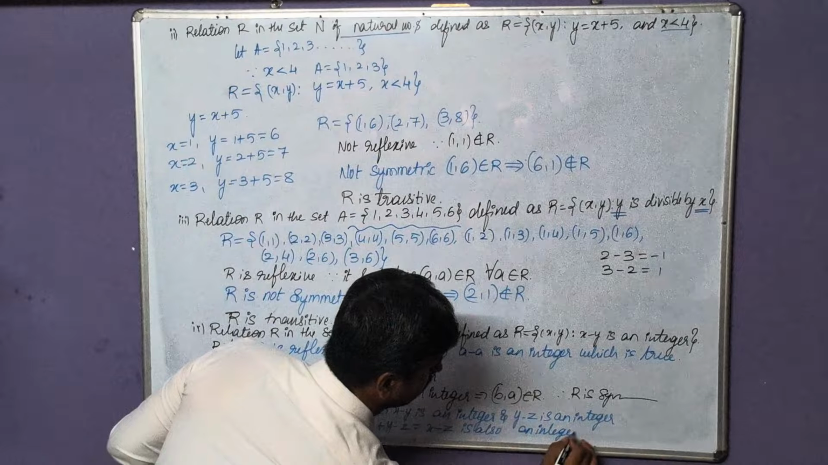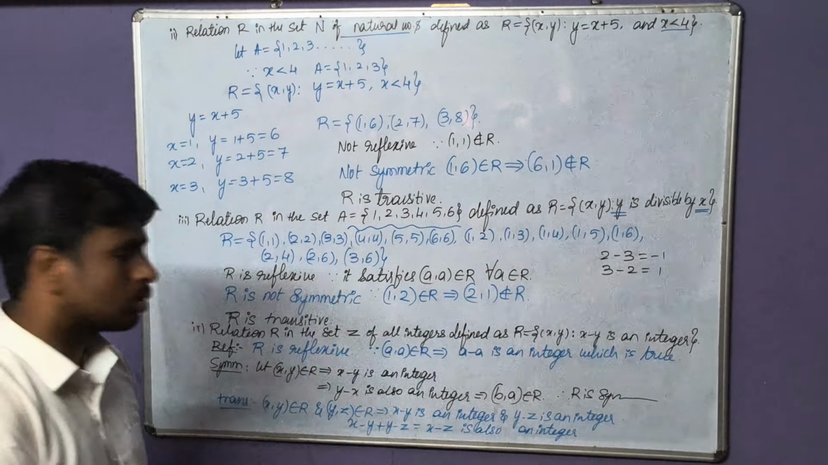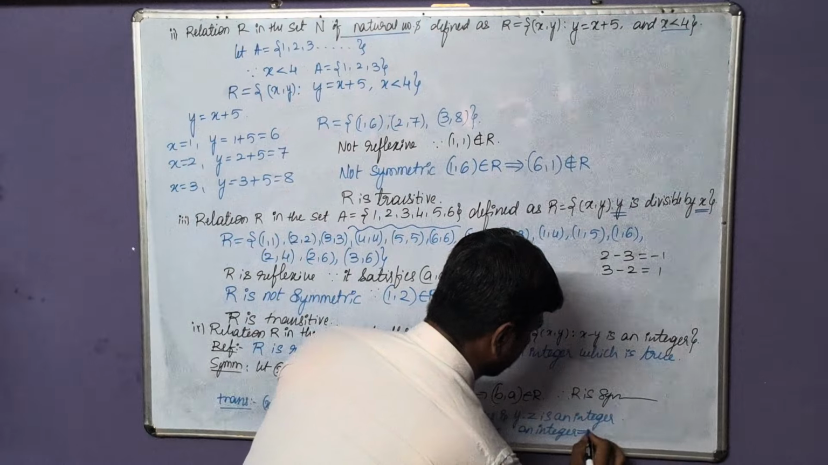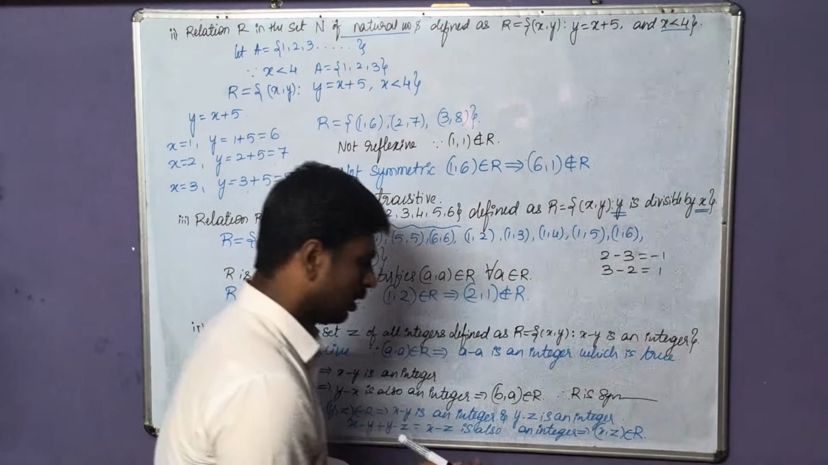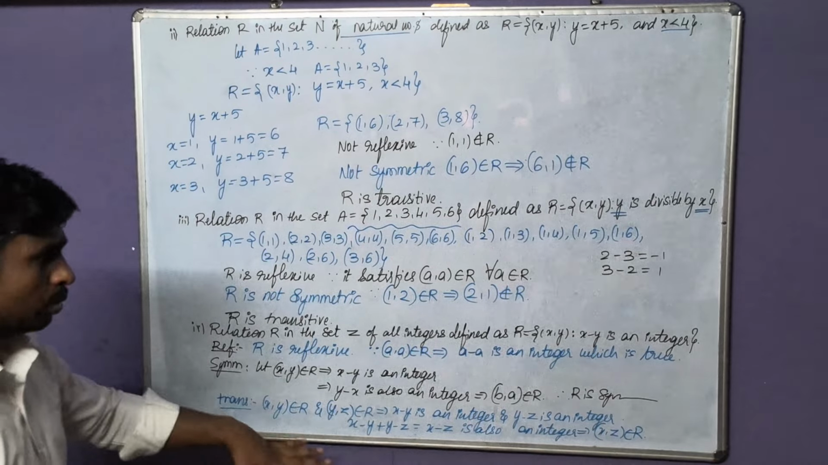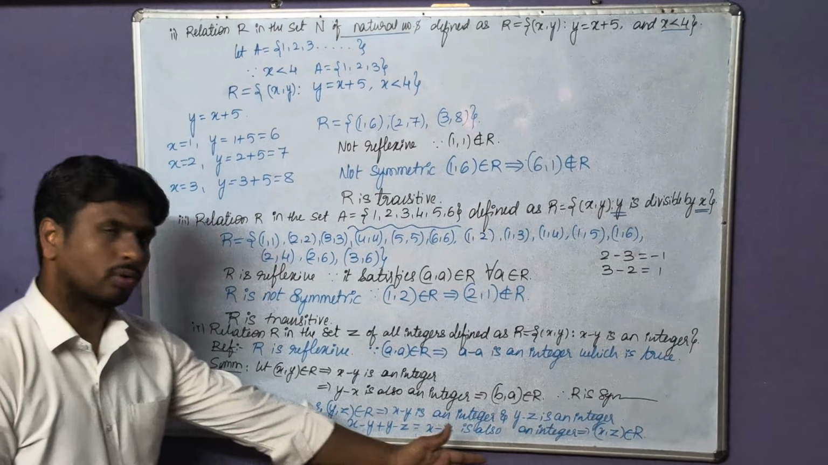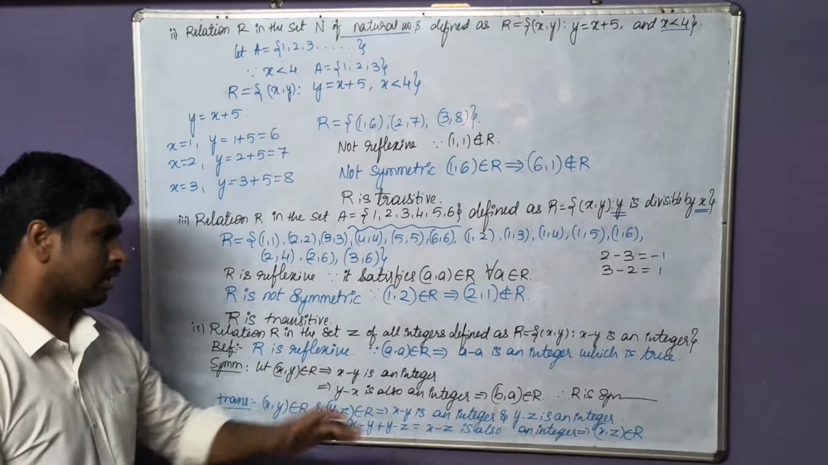From this we can say that x comma z also belongs to R. This implies that x comma z also belongs to R. From this we can conclude that the given relation is also a transitive relation. Here it is not necessary to prove it, but it is a kind of proof that I have written. I hope you have understood how the given relation is reflexive, symmetric and transitive.